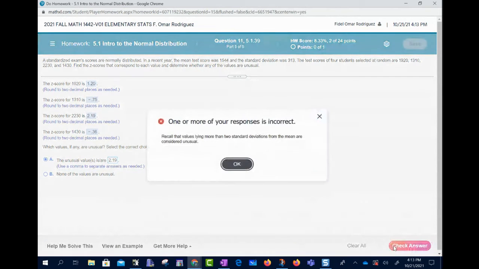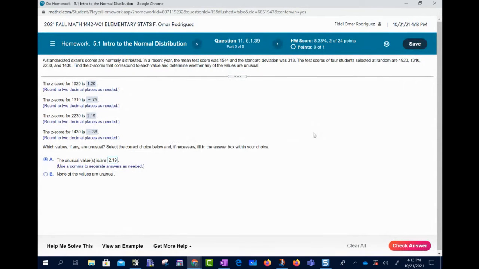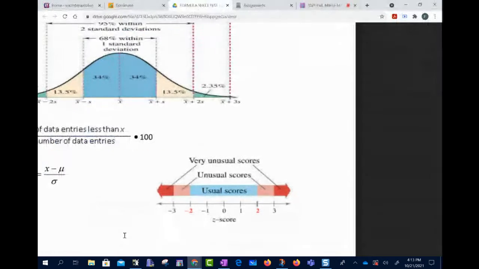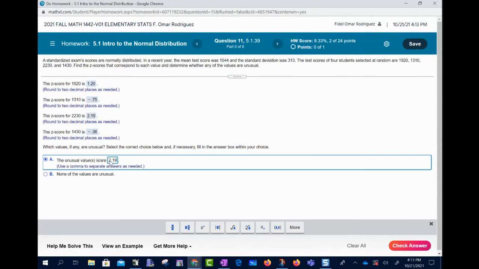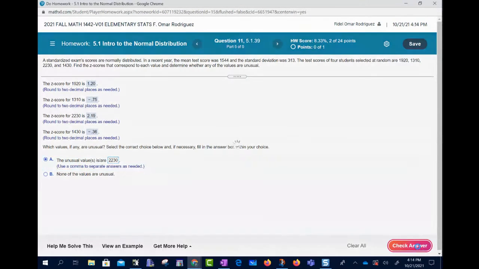And I'm going to check my answer right there. Oh, one more. Okay, do we have any other unusuals? Let me go back to my little formula sheet. Maybe I'm missing something. So 2.19. I don't think I have any other ones. Where am I making a mistake? Ah, I know why. I know that the 2.19 is an unusual score, but what gave me that value, the 2230? That's my mistake. So the 2230, when we computed the z-score, we got a value that was more than 2. That's the one right there. Okay, so now we got it.